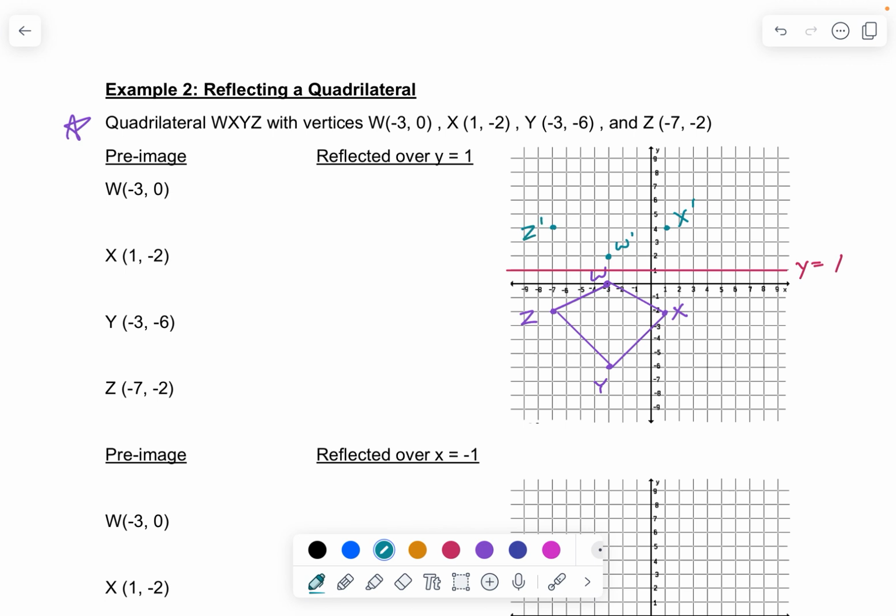There's Z prime. And this is where some students go wrong. Notice Y is 7 units down from that red line. So we're going to go up 1, 2, 3, 4, 5, 6, 7 units up. And that's our Y prime. So here we go.